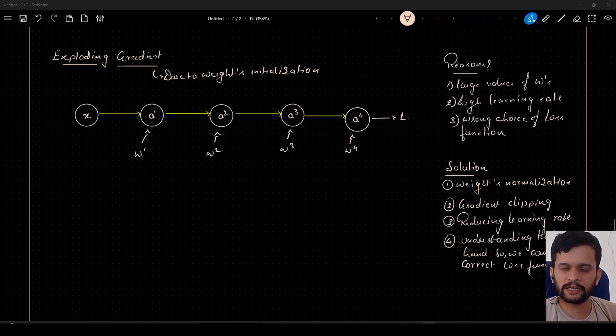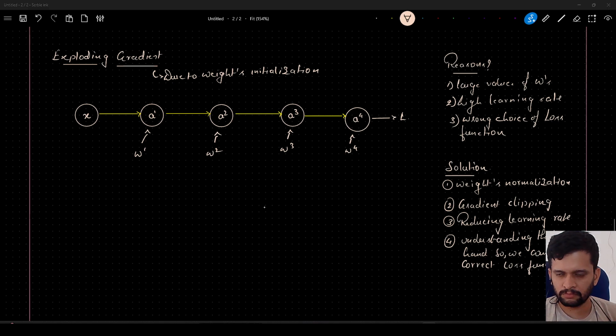Also, the choice of the learning rate: if it's set very high, this could also lead to the exploding gradient problem. Then, if we do not understand the task at hand and by mistake choose a wrong cost function or loss function, this will also lead to the exploding gradient problem. Now let us understand what we mean by the exploding gradients problem.